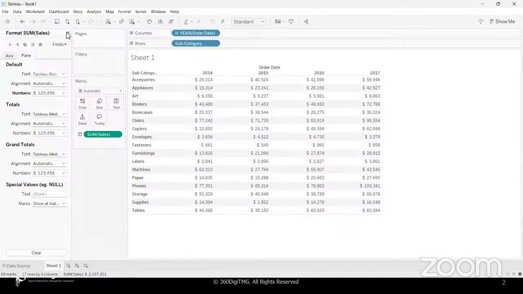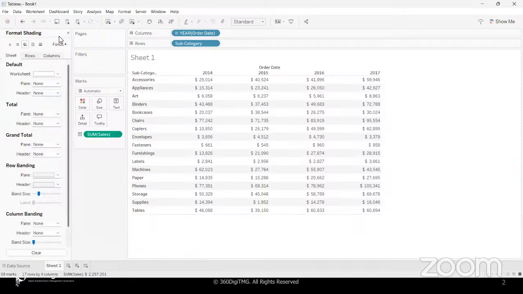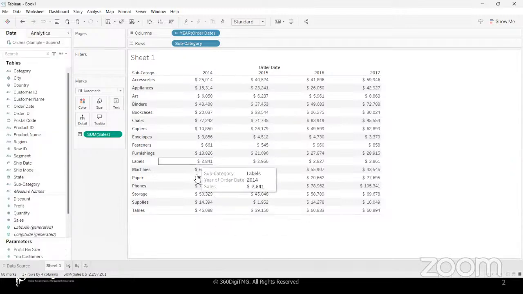Of course, we can play around with the colors and all that. You can use different shades and all that. So bare minimum, the formatting of the number should be accurate. This is the bare minimum that we can do for any chart.